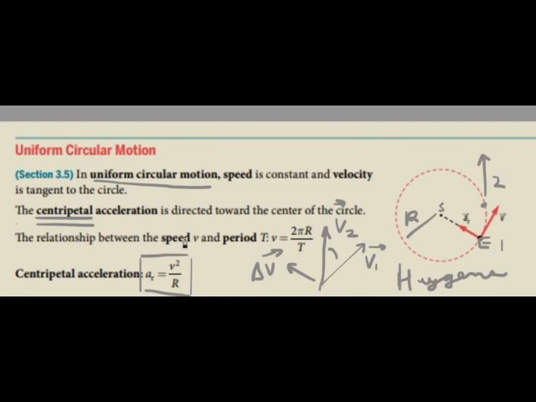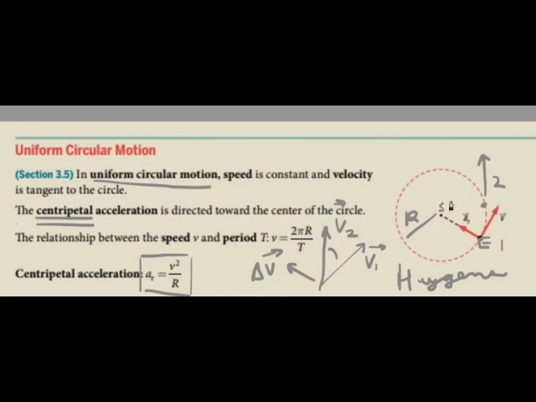There's also a relation between the speed and the period and the radius of the circle. The speed is 2 pi r over T. 2 pi r is the distance around the circle, so 2 pi r is the circumference of the circle. So if T is the time it takes to go around the circle, then the speed, which is constant in uniform circular motion, is the total distance over the total time. The total distance is the circumference. The time is the period of revolution.